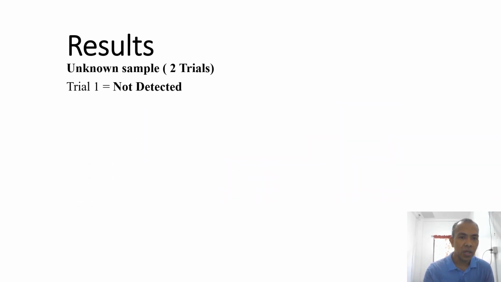Next slide, the result. Upon analyzing the unknown sample, trial 1 is not detected, as expected. Good thing the toy is not contaminated with antimony. The sample weight is 1.048 grams, and the diluent is 0.07 molar HCl, 50.048 grams.